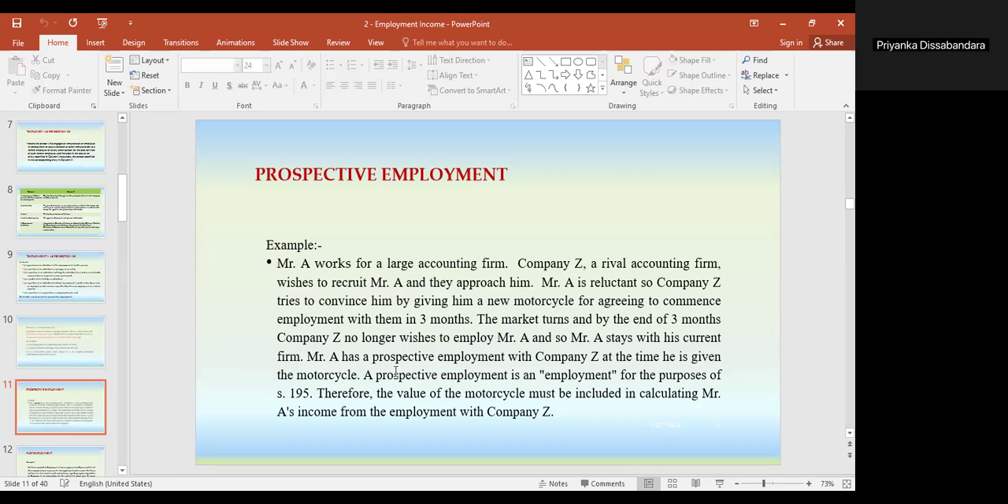Mr. A is reluctant, so company Z tries to convince him by giving him a new motorcycle for agreeing to commence employment with them in 3 months.